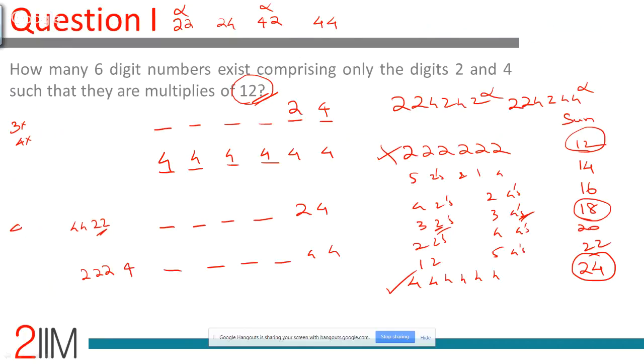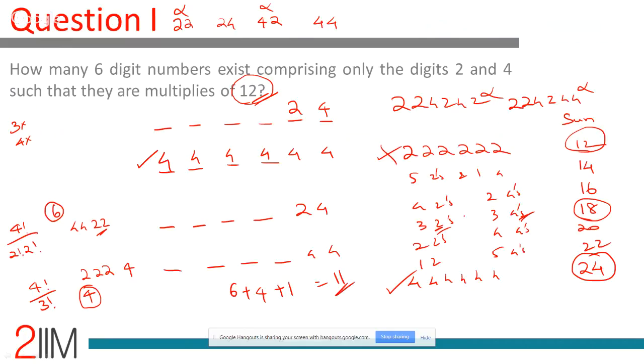These can be rearranged in 4 factorial by 2 factorial into 2 factorial ways. These can be rearranged in 4 factorial by 3 factorial ways. This is 6. This is 4. So 6 numbers of this type, 4 numbers of this type, and this one number, which is 4 4 4 4 4 4. Or we are looking at 6 plus 4 plus 1, 11 possible numbers.